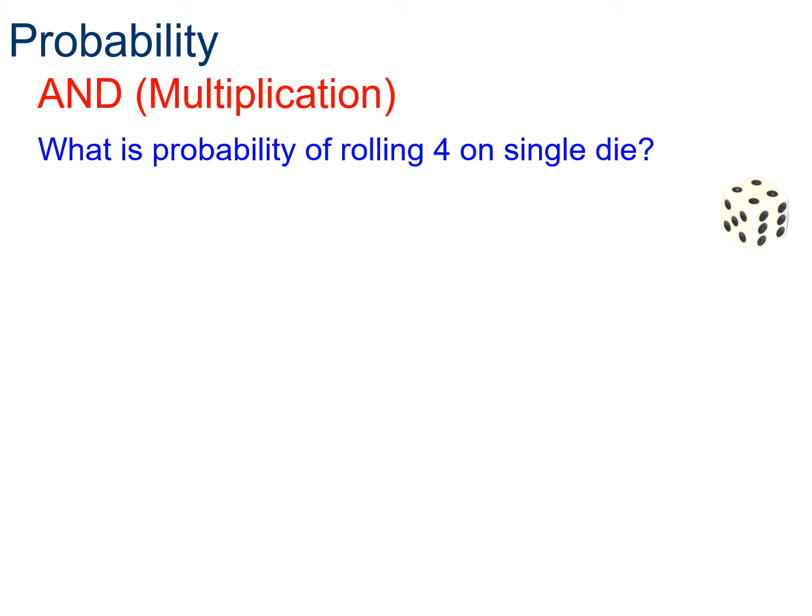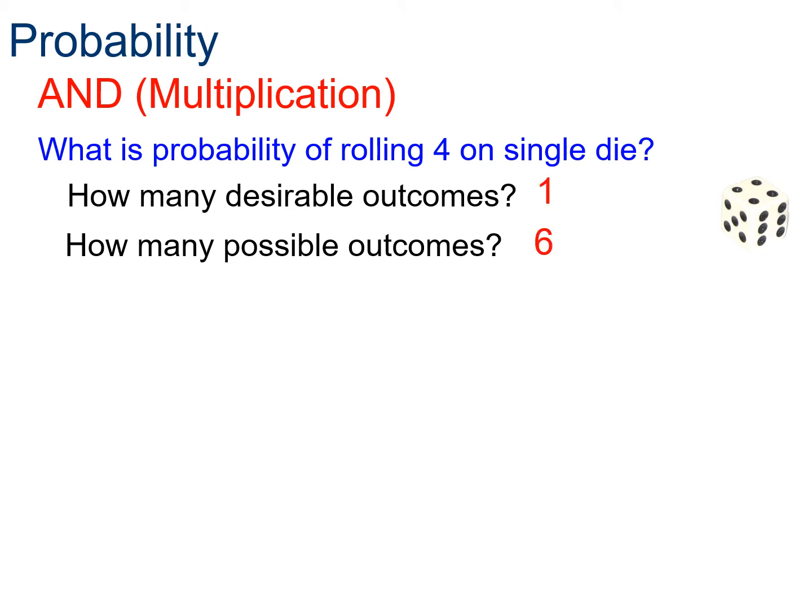How about if you're rolling a die? Okay, dice is plural, die is singular. So we say rolling a die, we're only rolling one of them. So what's the probability of rolling a 4 on a single die? Well, it's 1 in 6, right? One desirable outcome, 6 possible ones, so that's 1/6. So the probability of rolling a 4 is 1/6.